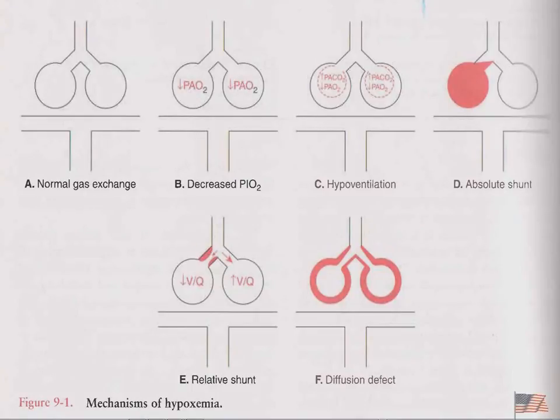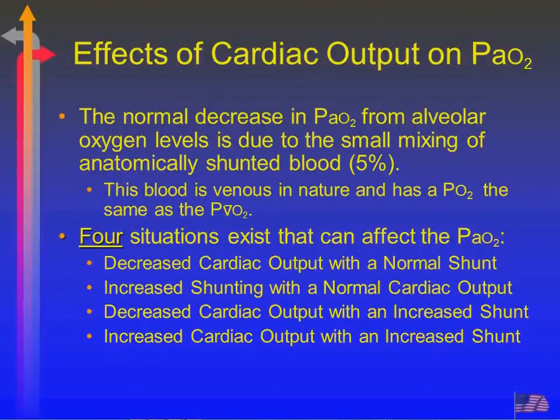Absolute or relative shunt and diffusion defect. Those are all the more common ones that we end up seeing. All right. This gets a little bit cloudy, so stop me if I'm not making sense.